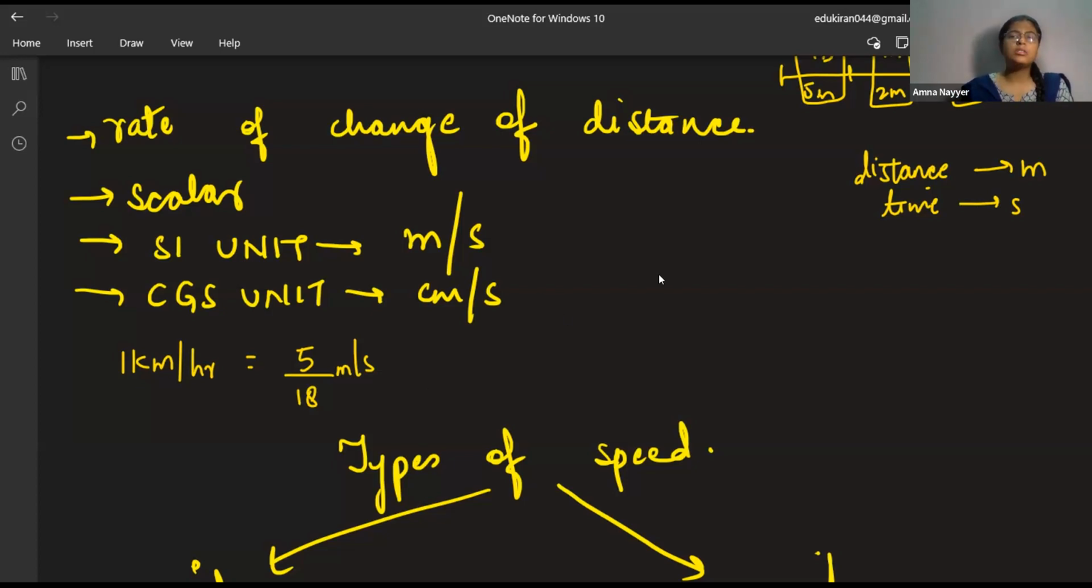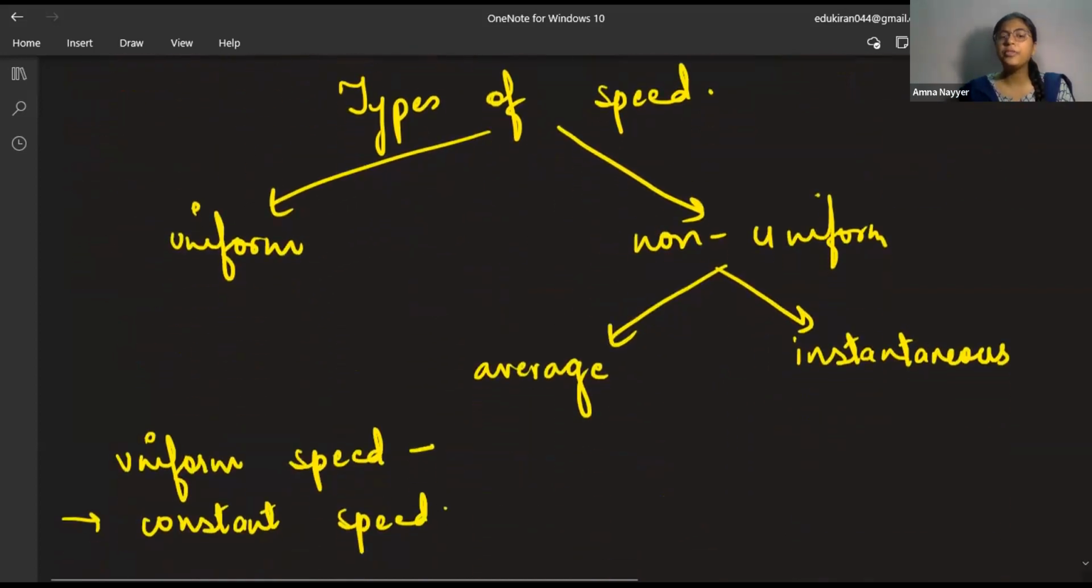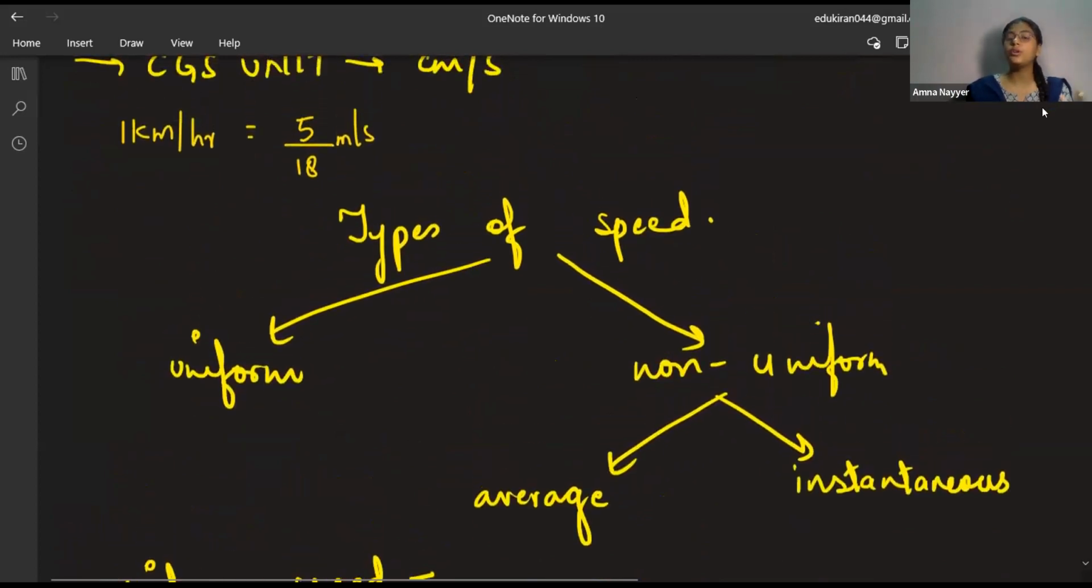Fine. Now, speed is also not of a single type. You have uniform speed, you have non-uniform speed. And further in non-uniform also you have instantaneous and average. So we'll discuss each of these.